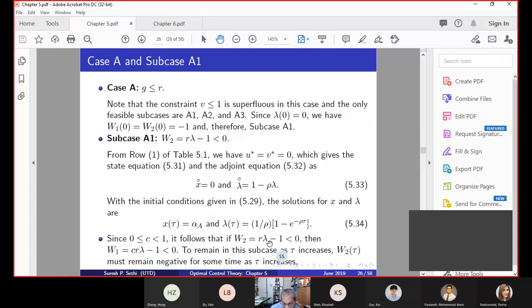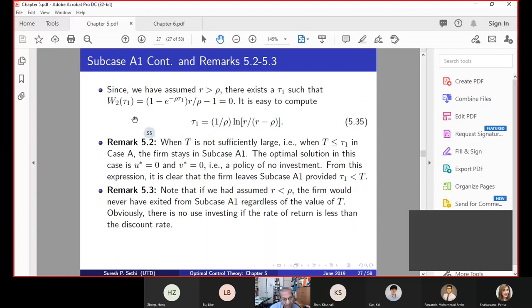And W2 is R lambda minus one. So as lambda tau changes, this W2 will change and we will try to see what happens to W2. We will see that at some time it becomes zero. So this is the next thing that's coming up. Since R is bigger than rho, there exists a tau 1 such that this is equal to 0. And when you set this equal to 0, you solve for tau 1, and tau 1 becomes this number.